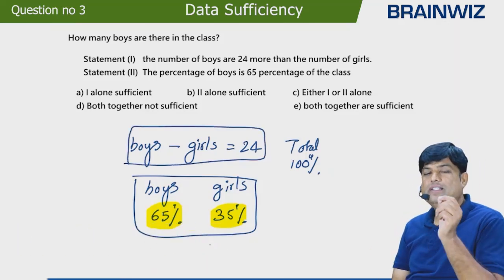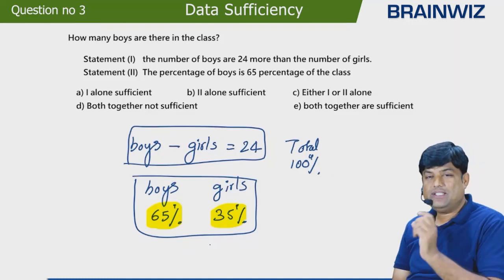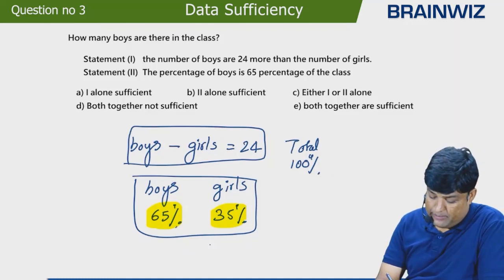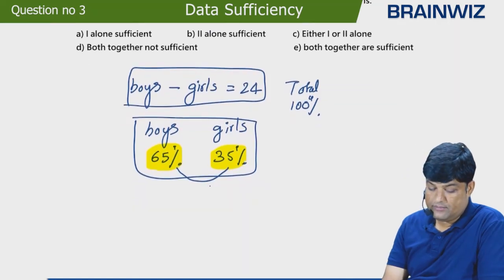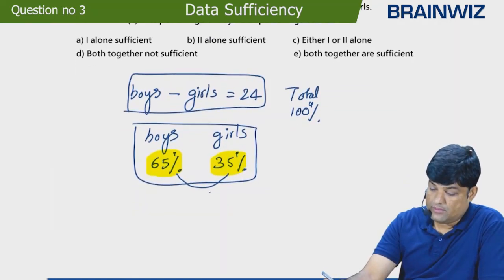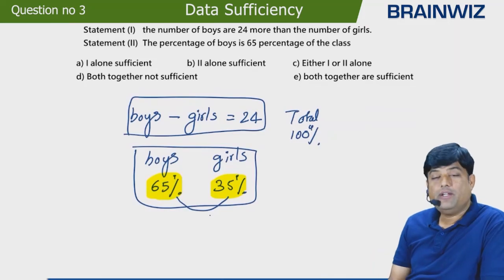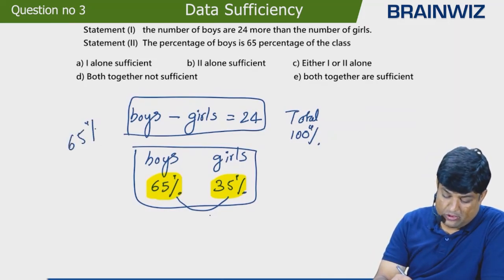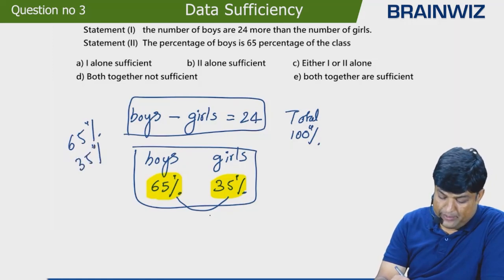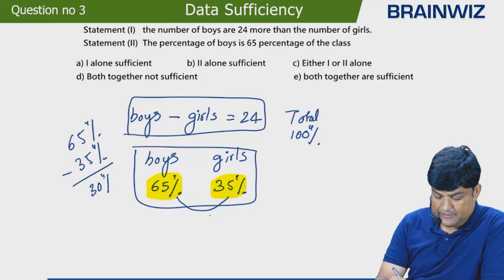Now, this is a little tricky, students. Here, you can just try to think about the difference between the boys and girls. You have to check that 65% of boys and 35% of girls, if you see the gap, it makes 30%.